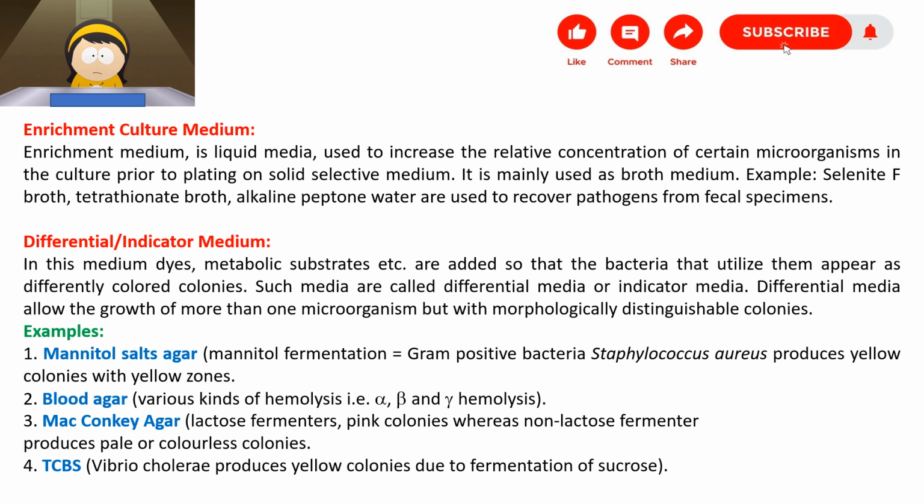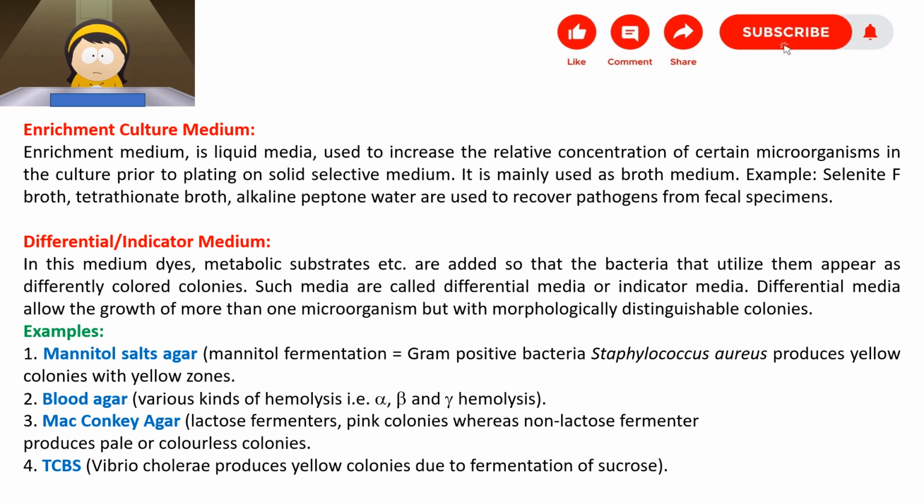Examples: 1. Mannitol salts agar. Mannitol fermentation equals gram-positive bacteria. Staphylococcus aureus produces yellow colonies with yellow zones. 2. Blood agar. Various kinds of hemolysis, i.e. alpha, beta and gamma hemolysis.